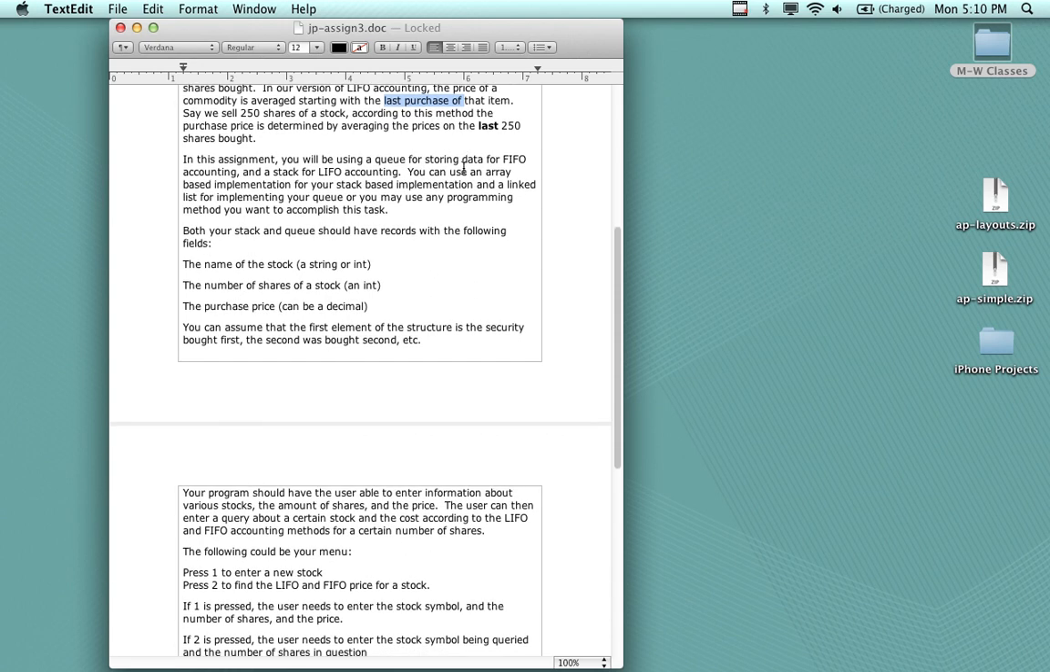So in this particular assignment, you're going to be using a queue for storing the first in, first out. Because if you think about a queue, if you're not familiar with the concept, I explained a stack is sort of like a stack of plates in a cabinet. A queue is sort of like what you get at the bank. The first person who walks in and stands in line is the first person who gets served at the bank.